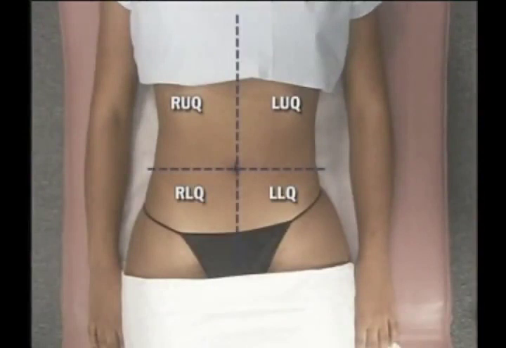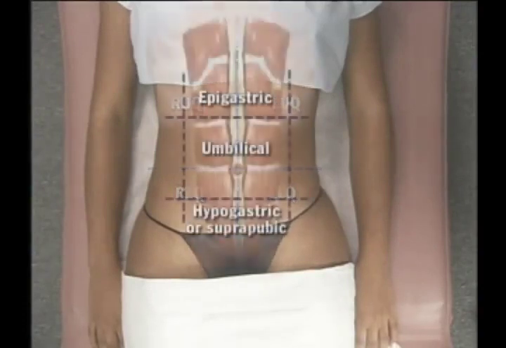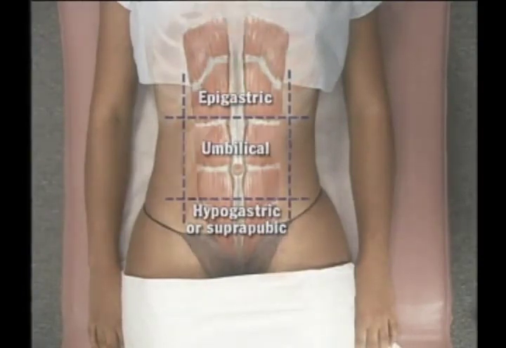For descriptive purposes, the abdomen is divided by imaginary lines that cross at the umbilicus. These lines form the right upper, right lower, and left lower quadrants. The abdomen may also be divided into 9 areas. The 3 midline areas are the epigastric, umbilical, and hypogastric or suprapubic areas.